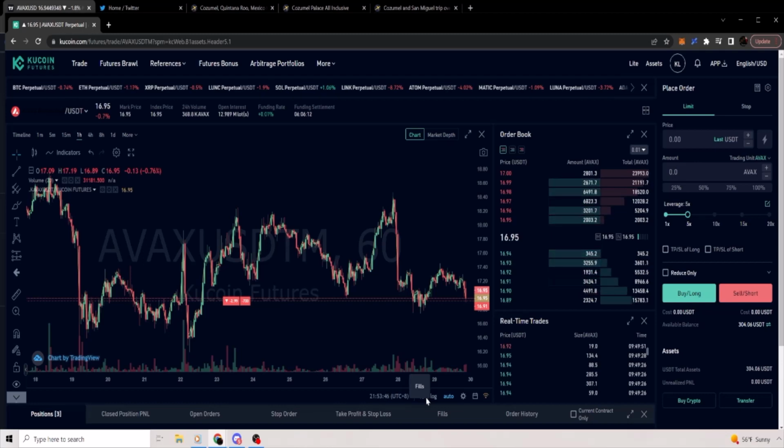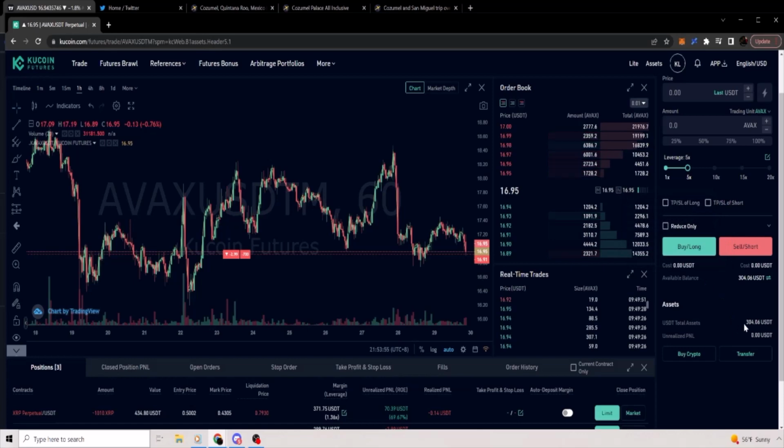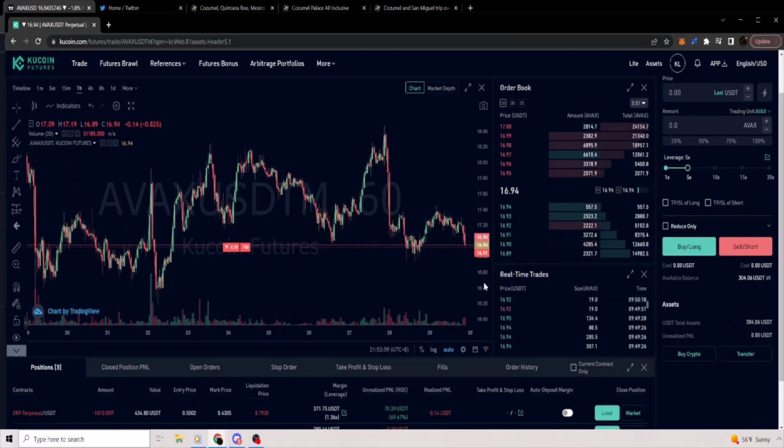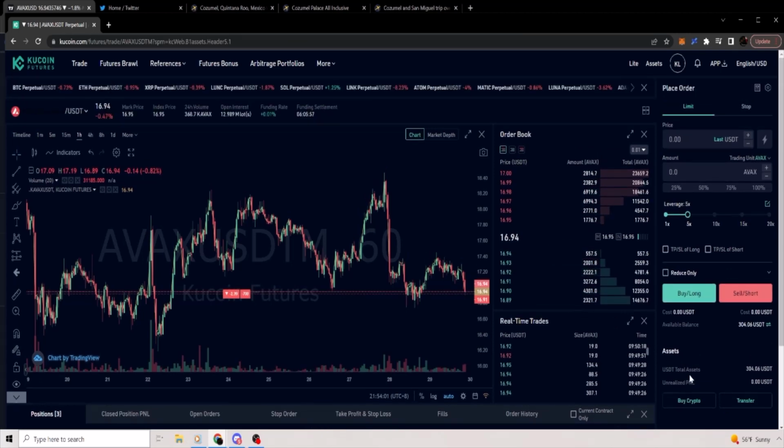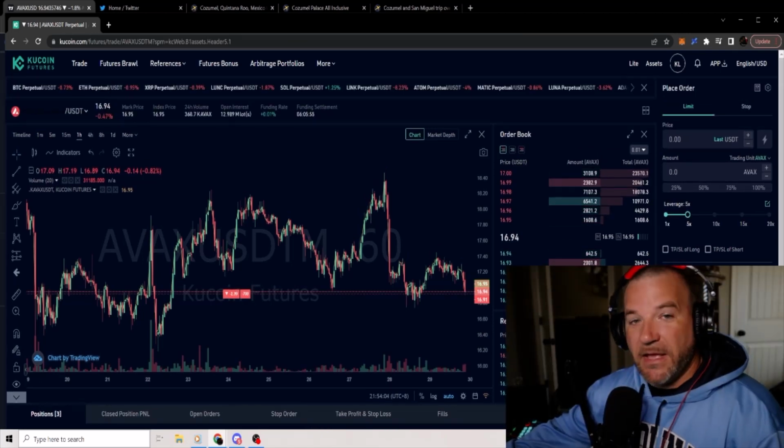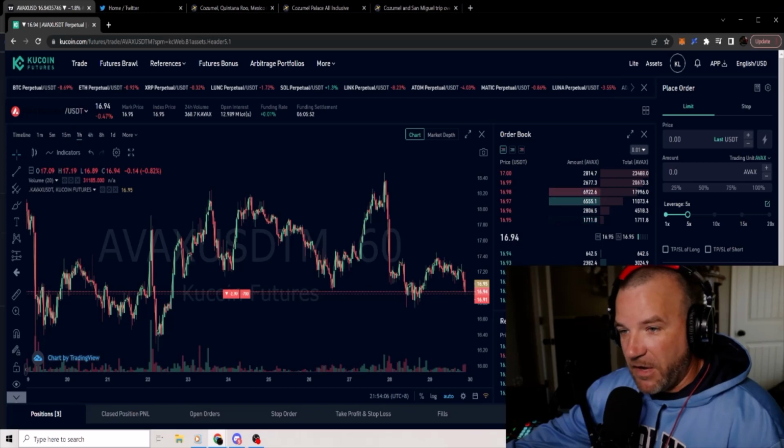So, the first thing to know here is this is a separate wallet. You need to have separate money in this wallet by itself just for the futures trading. You'll notice in my wallet over here, I have $304 right there. It's all I've got. It's all I keep. It's all I want to risk. I don't risk a ton of money, and you shouldn't either. Be very cautious of what you're doing.